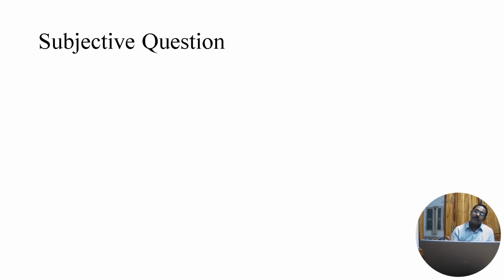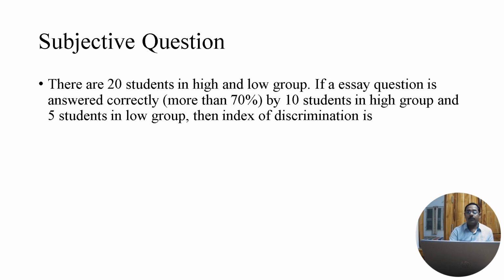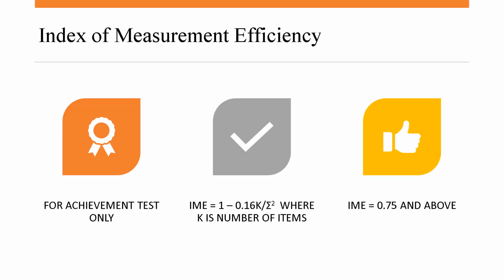In a similar way to subjective questions in the difficulty index, if the marks on a particular question are more than 70%, then that is considered as 1. If less than 70%, then that is considered as 0. Same thing, 20 students in the high and low groups. If an essay question is answered correctly by 10 students in the high group and 5 students in the low group, the index of discrimination is 10 minus 5 divided by 20, which is 0.25.